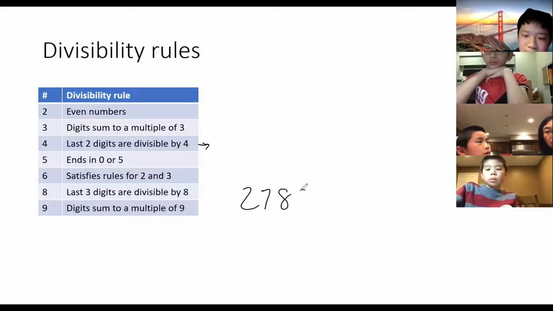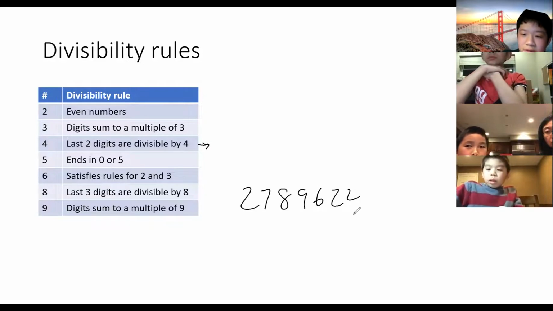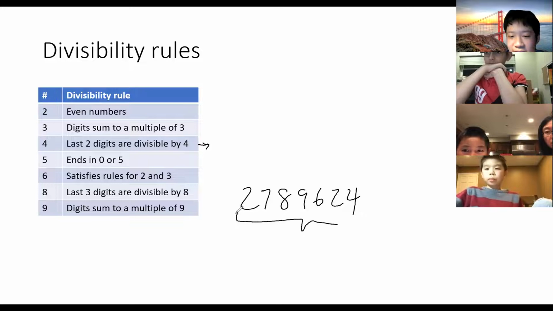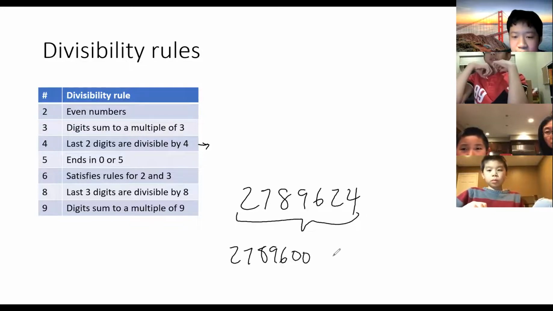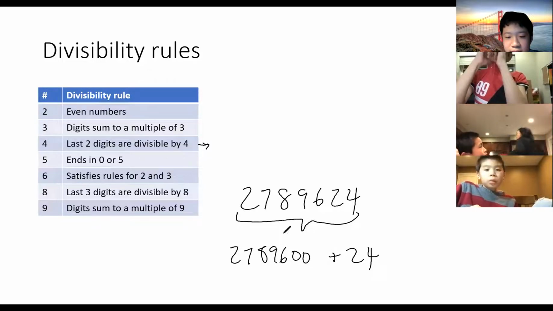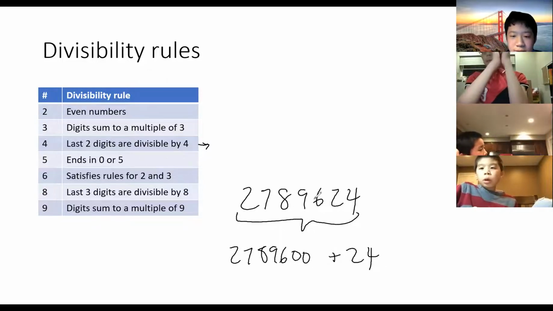2, 7, 8, 9, 6, 2, 4. Okay? Instead of writing this number as it is, I can turn this into 2789600 plus 24. Does anyone have any questions on how I did this? Any questions? No. See this happening? I just took the 24 out. No questions.